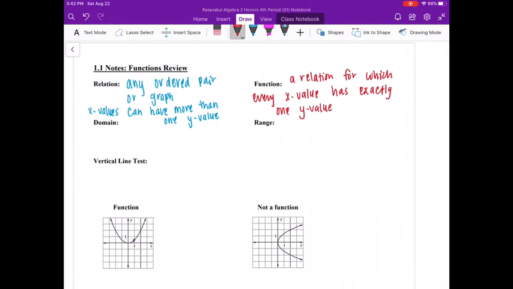So if I went ahead and made a table of values for a function versus a relation, you'll see the difference. So a function, every single x can only have one y. But in a relation, our x values can actually have more than one y. So I can have the point -1, 2, and I can also have the point -1, 3. So a function has one y value for every x value.